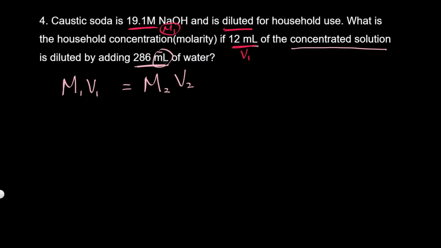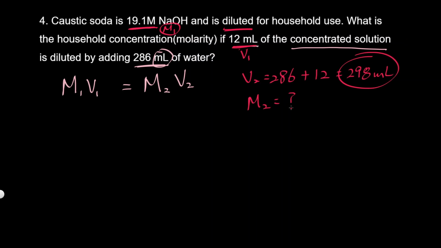Now the new amount of water we're adding, we're adding 286 on top of 12. So V2 is going to be 286 ml plus 12 ml. So it's going to be what? 298 ml. So that's our V2. Be careful, water is being added on top of 12 ml. And M2, the molarity of the diluted solution, is what we're looking for.